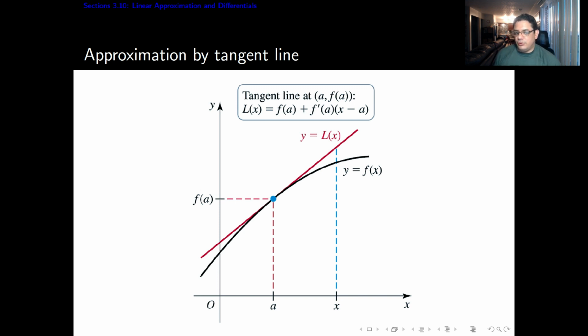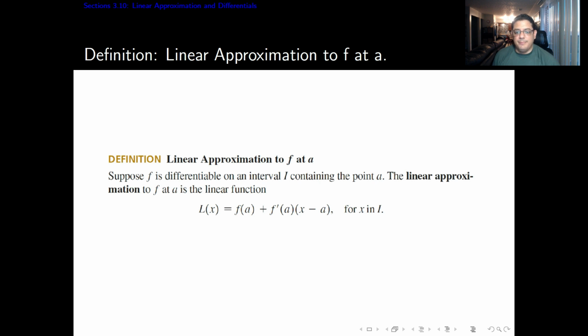And according to what we just mentioned, we can use this linear approximation to approximate the value around A. In general, we need certain conditions to create this linear approximation. We need to assume that the function f is differentiable in an interval I that contains the point A. The linear approximation is given by the function L of x, which is equal to f of A plus f prime of A times x minus A, for any x that is close to the point A.